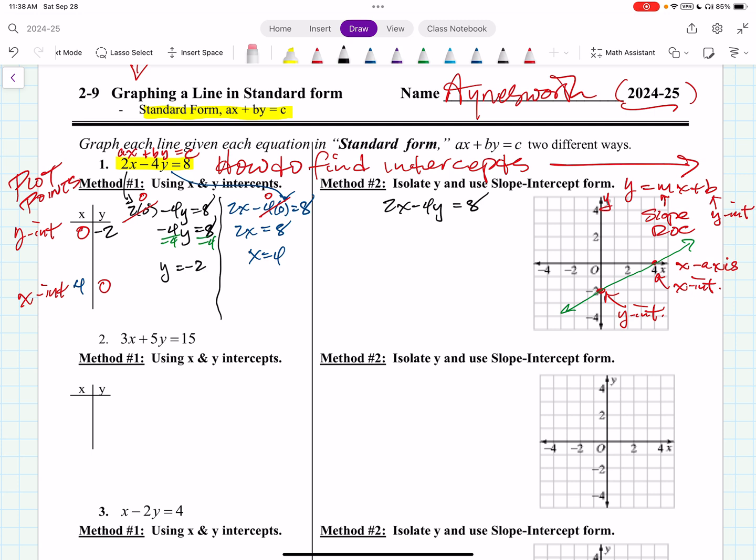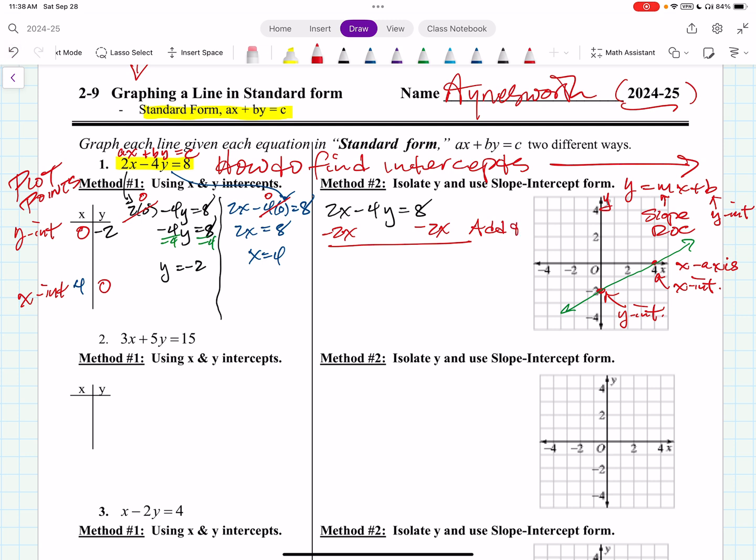In fact, let me just bring this over here. You have 2x minus 4y equals 8. All right, my first step is you add the opposite, and the opposite of 2x is negative 2x, so I'm going to add that, okay? So add the opposite.